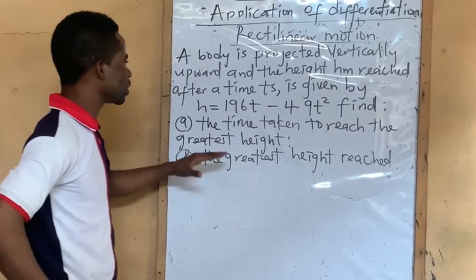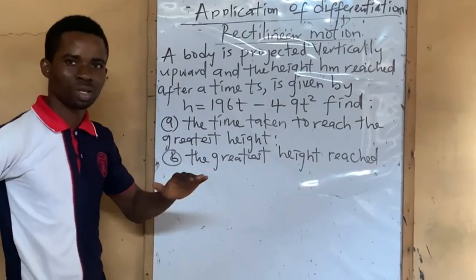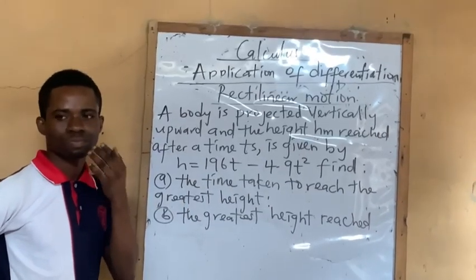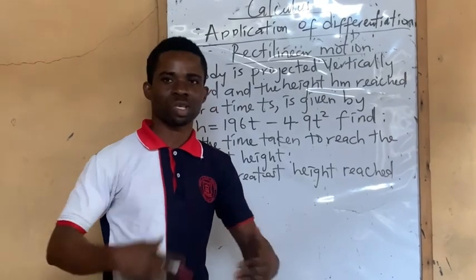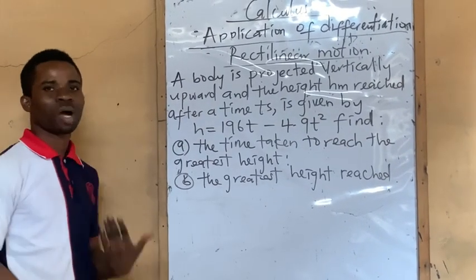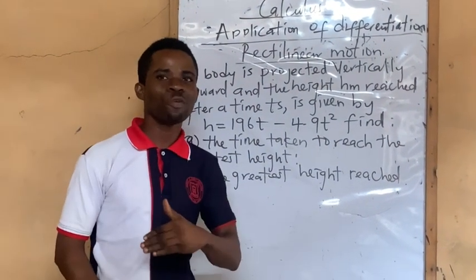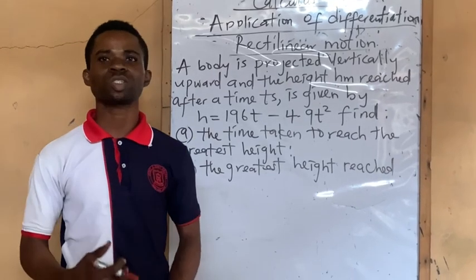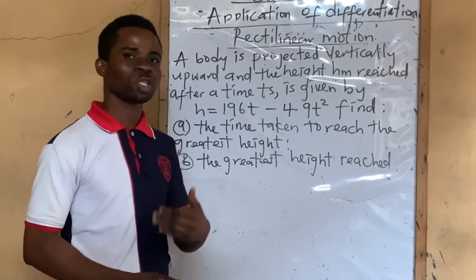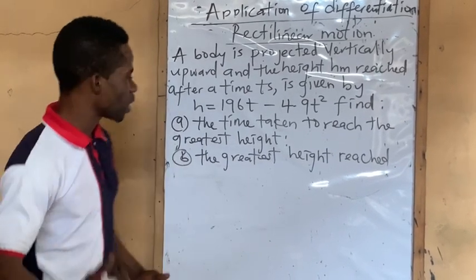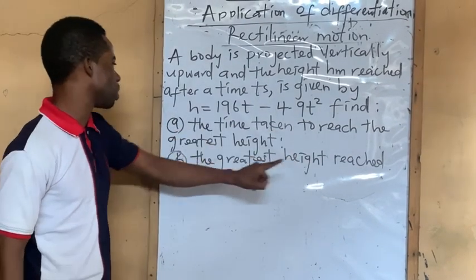Now, when you hear the words time taken to reach the greatest height, in the application of differentiation, greatest height is maximum. And I told you in the previous video, when I was explaining maximum and minimum, that both are turning points. And at a turning point, dh/dt, or dy/dx, is always equal to 0. Please, if you have not watched that video, try to do so.